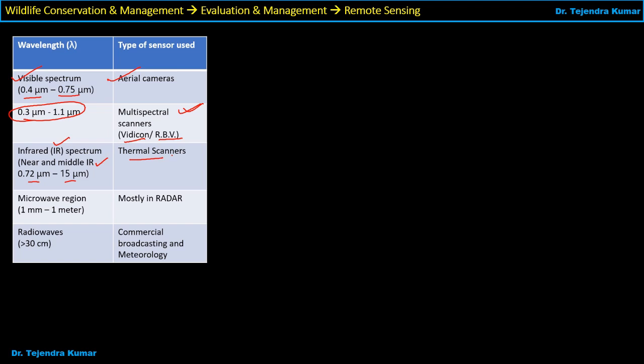In the case of the microwave region, from 1 mm to 1 meter, it is mostly used in radar. And in the case of radio waves, commercial broadcasting and meteorology, like the broadcasting of television and radio, and sometimes whenever we are gathering weather information, all these are sensed by these radio waves.